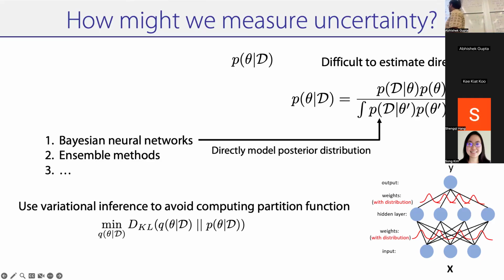But one way of doing this is that you can try and find a simpler family Q of theta given D and optimize it with variational inference. The challenge here is that Q of theta given D often becomes overly simple. Your uncertainty is like independent Gaussians over weights and biases, which doesn't represent real uncertainty. So a big challenge in Bayesian neural networks is how do you represent something which is tractable to do variational inference over, but is still expressive enough to capture the uncertainty that you care about.